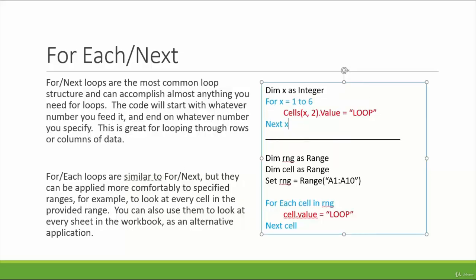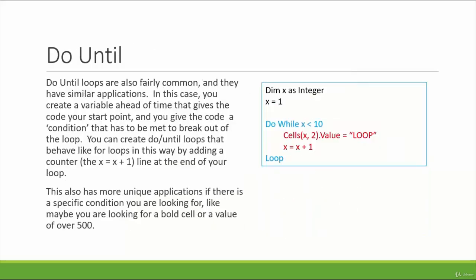Now for each loops are similar to for next loops, but they can be applied more comfortably to specified ranges, or to look at every cell in a provided range, or to look at every sheet in the workbook. That sort of situation is where you'd want to use a for each loop. As an example over here, we've set this up where we're going to look at every cell in a predetermined range and change that value to be loop.